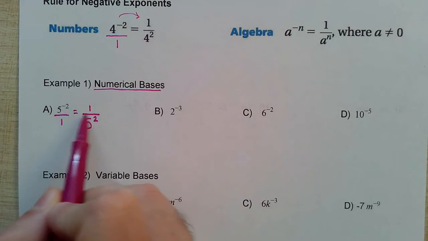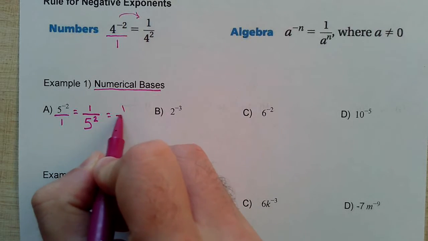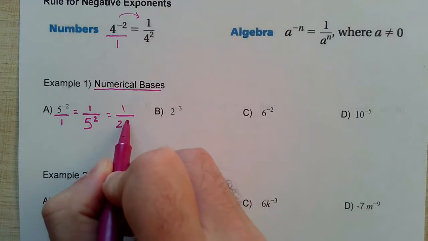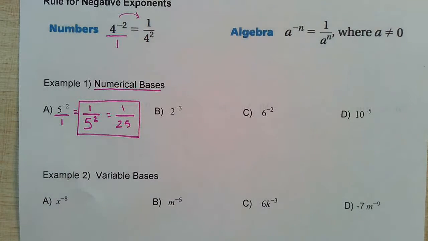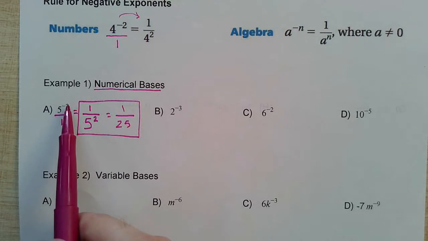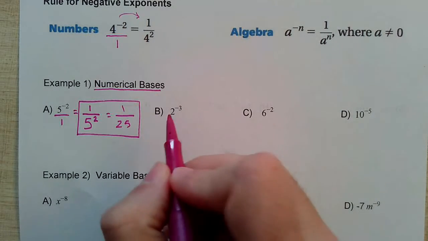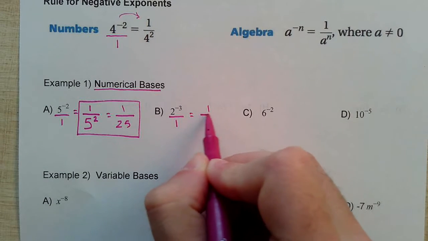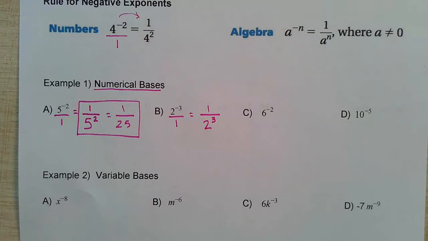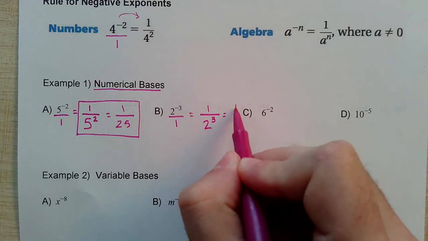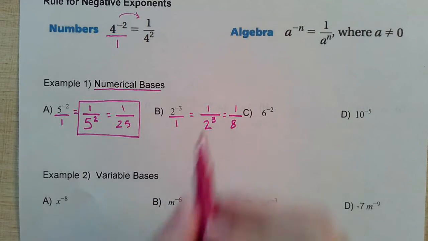So this is 1 divided by 5 squared, which is 1/25. So either one of these would be an acceptable answer for what is 5 to the negative second power. If we apply our rule again here, 2 to the negative third, I flip it to its reciprocal and give it a positive 3 exponent, which I could take one step further, 1 over 2 times 2 times 2, which is 8. So 1/8.